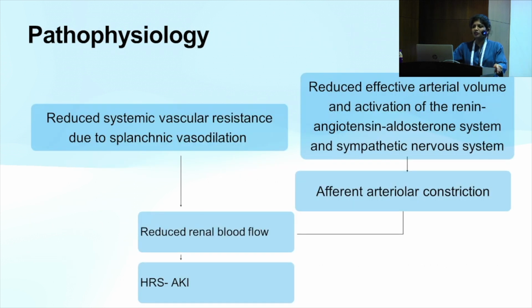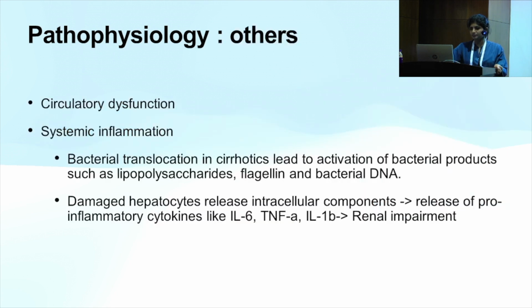If it doesn't fit into this criteria, then it goes into HRS non-AKI. So pathophysiology, what exactly happens here? There will be reduced systemic vascular resistance in these patients, because, as you all know, there is splanchnic vasodilatation. This itself can reduce the renal blood flow. Also, there will be reduced effective arterial volume, with activation of the renin-angiotensin-aldosterone system and sympathetic nervous system, which causes efferent arteriolar vasoconstriction, which further reduces the renal blood flow and causes HRS.